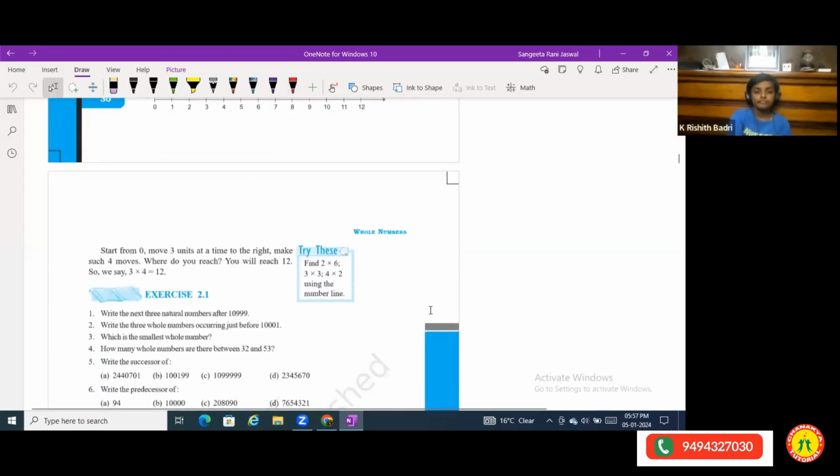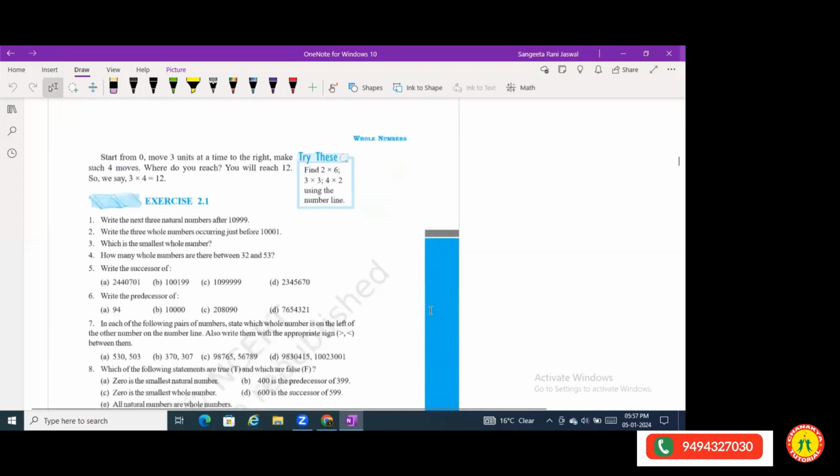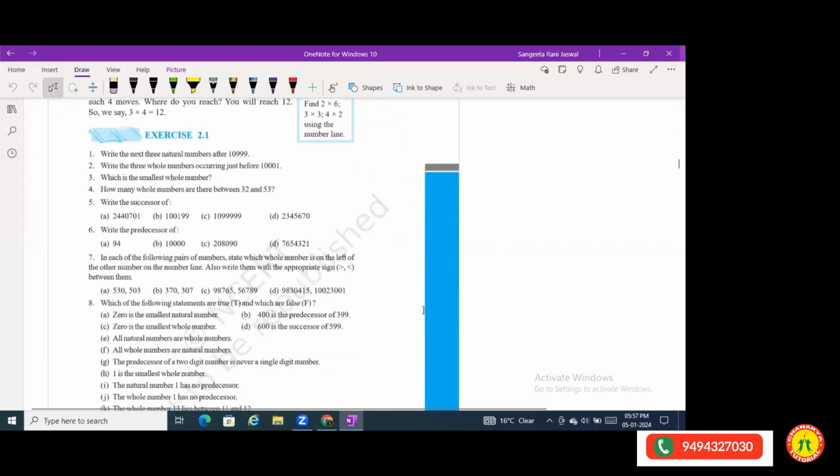Okay, let's come to this part now. First, exercise 2.1. You must listen very carefully. And this time you have an objective test. Objective test is very small questions and you get from anywhere. Number system is a very vast topic.